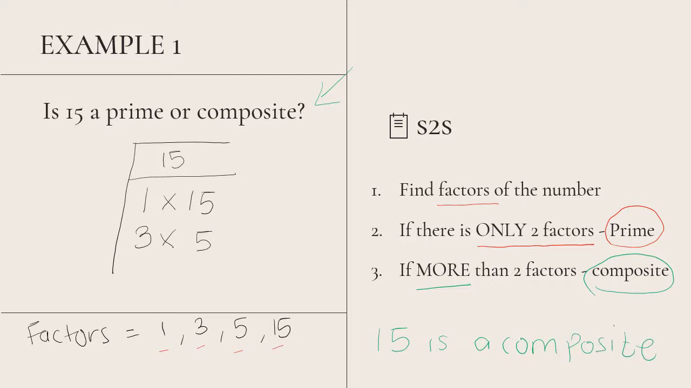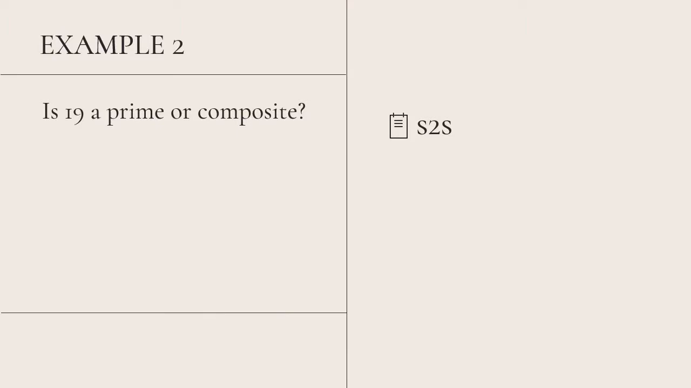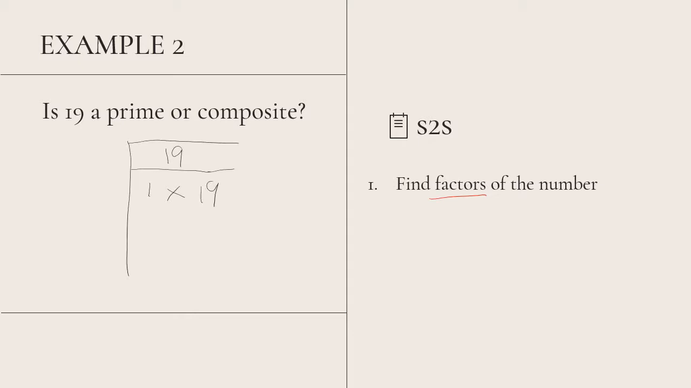As simple as that. Next, for example 2, is 19 a prime or composite number? Our S2S on the side. First thing first, we need to find factors of the number. So start with an F. We're going to find factors of 19, starting with 1 times 19. Now, can you think of any more numbers? Or we could start with number 2. 2 times what number gives 19?